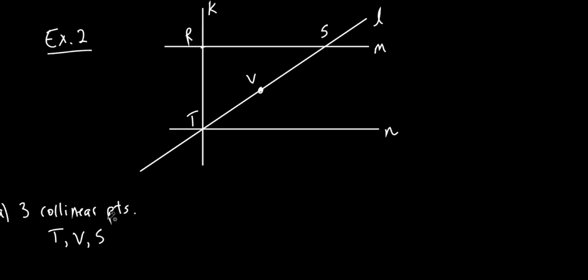Yes? I thought it was like name 3 separate collinear points. So like one set of collinear points. Well, we only have one set of collinear points here. T, V, and S are the only ones that lie on the same line. Show me 3 other points that all lie on the same exact line. I wasn't saying there were any others.